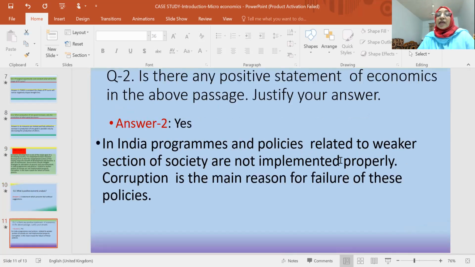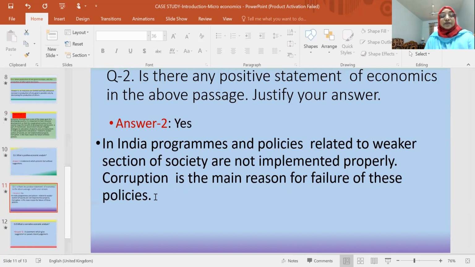Next question. Is there any positive statement of economics in the above passage? Justify your answer. Yes, there is a positive statement. In India, programs and policies related to the weaker section of the society are not implemented properly. Corruption is the main reason for failure of these policies. The statement is telling you the fact. So it is a positive economic statement.